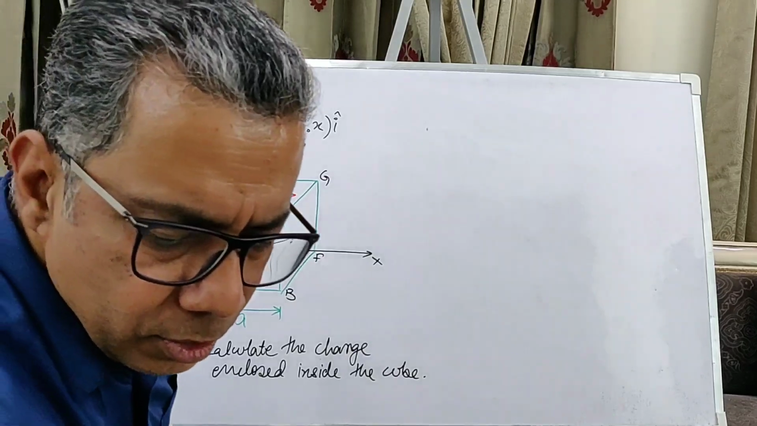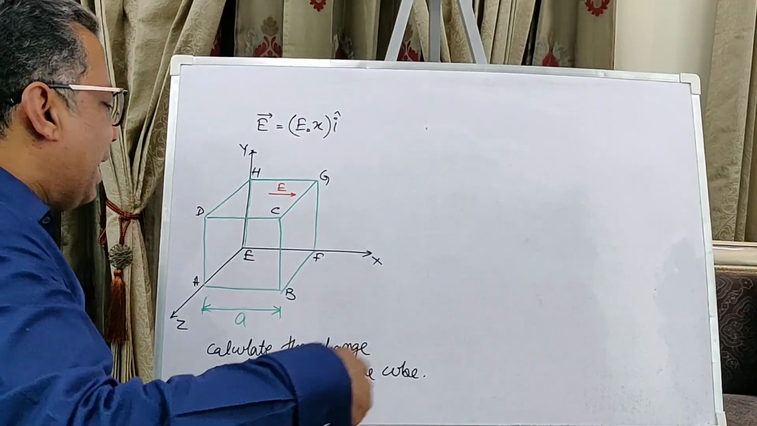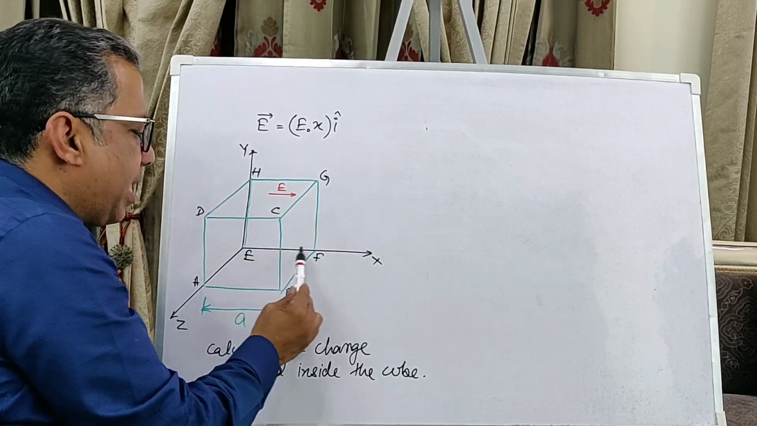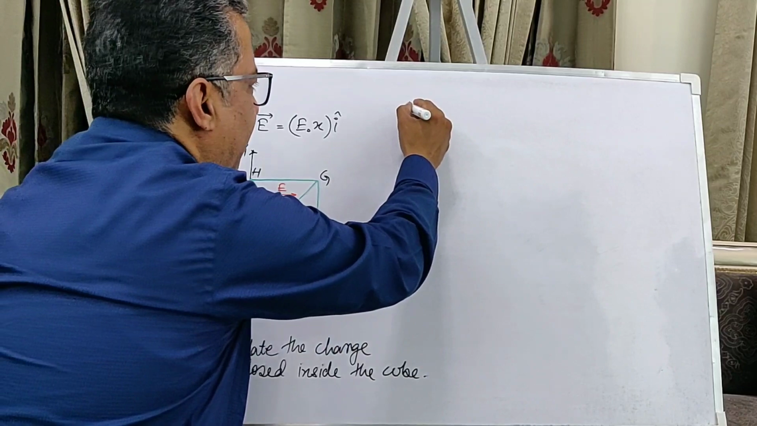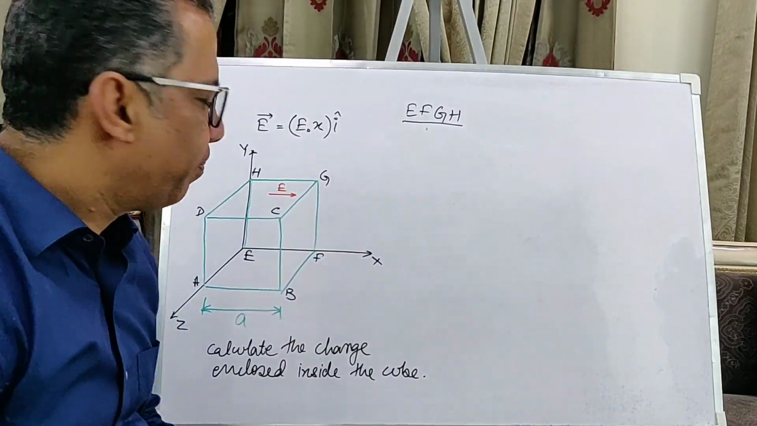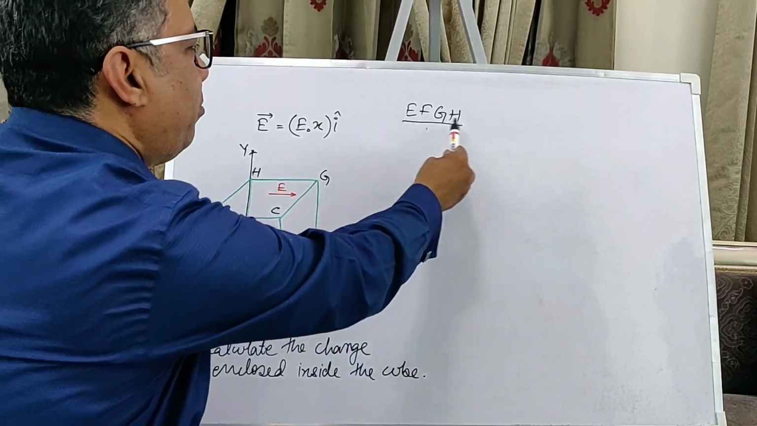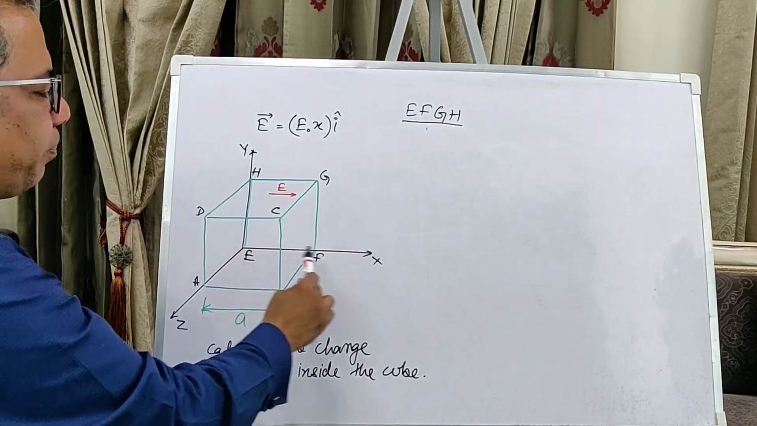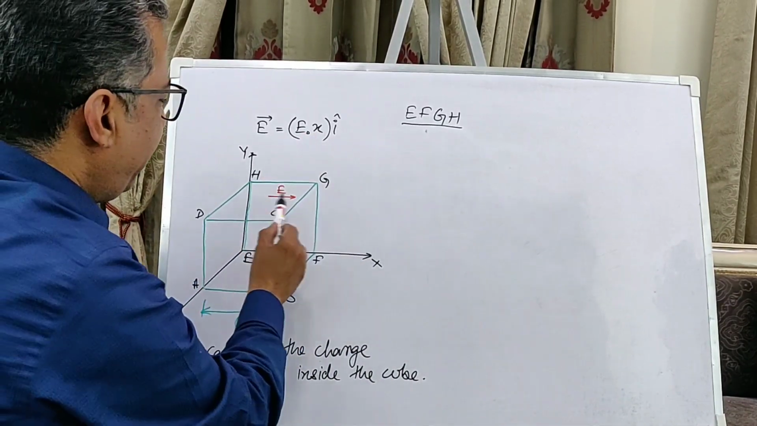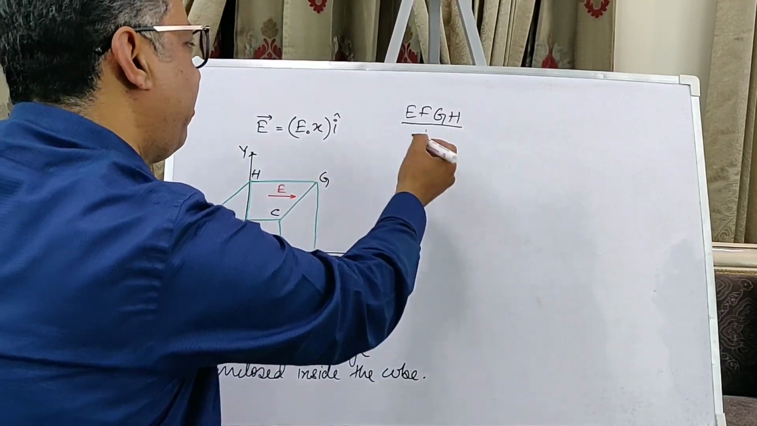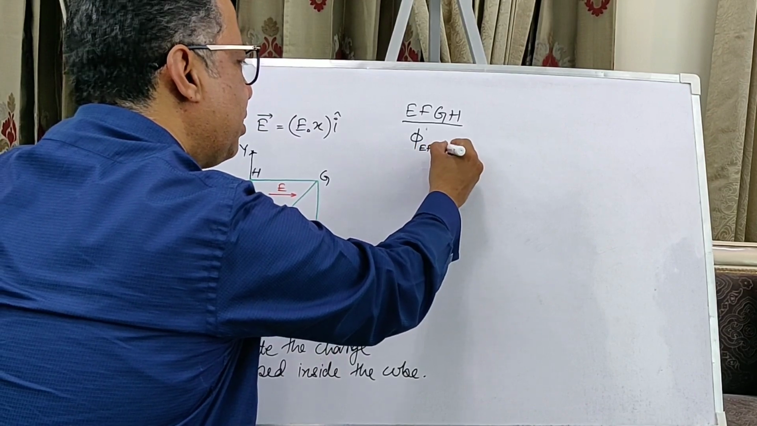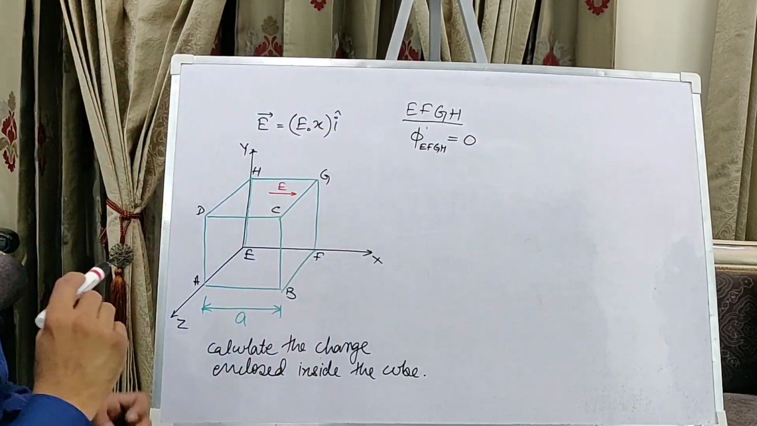I hope you can visualize here that this electric field is tangential to the face EFGH. We're talking about the face EFGH. This electric field is tangential to EFGH. EFGH is actually the xy plane and the field is in x direction. So this field is tangential to this face and therefore the flux through EFGH is 0.